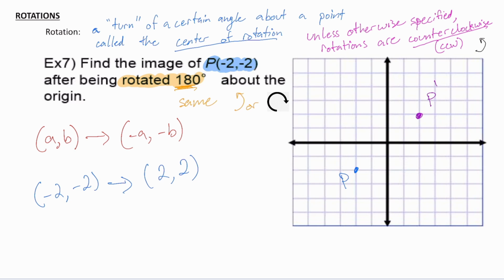This is P prime. And to show you a few things about this, and we'll highlight this in orange, if we look at this line, it goes through the origin, and the distance from the origin to P is 2 diagonals. Distance from the origin to P prime is also 2 diagonals. And you can see on here that this has gone 180 degrees because it's across a straight line. That is one way to visualize this rotation of 180 degrees.